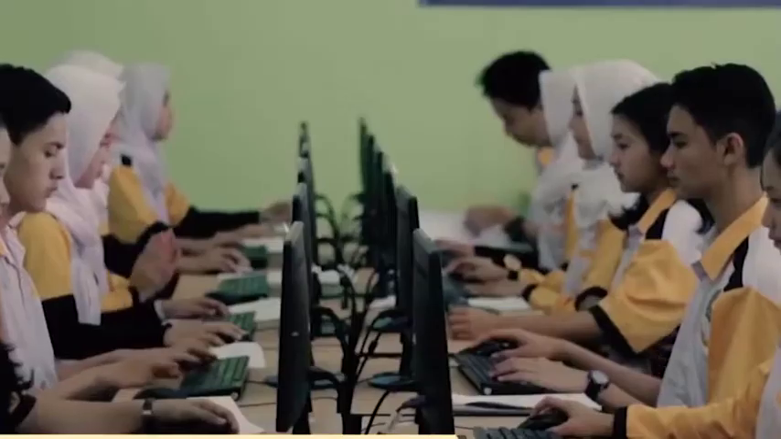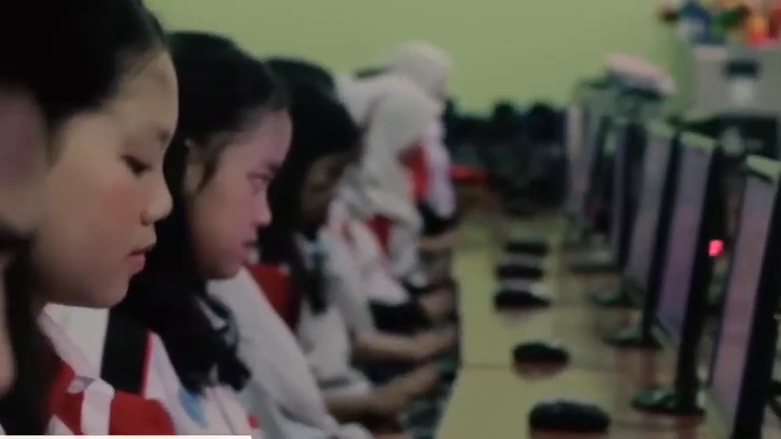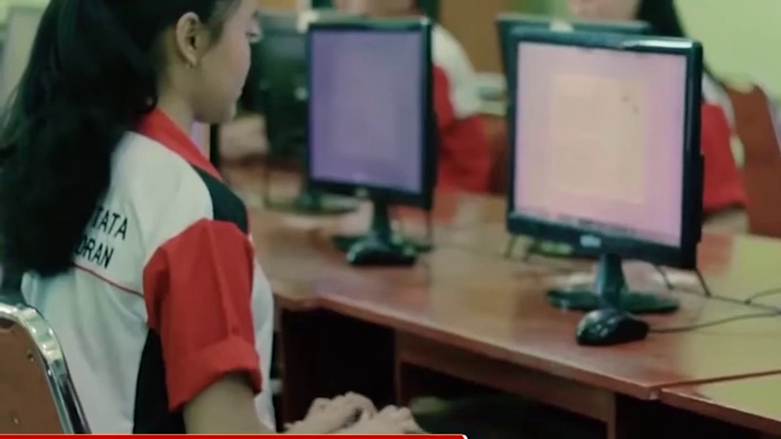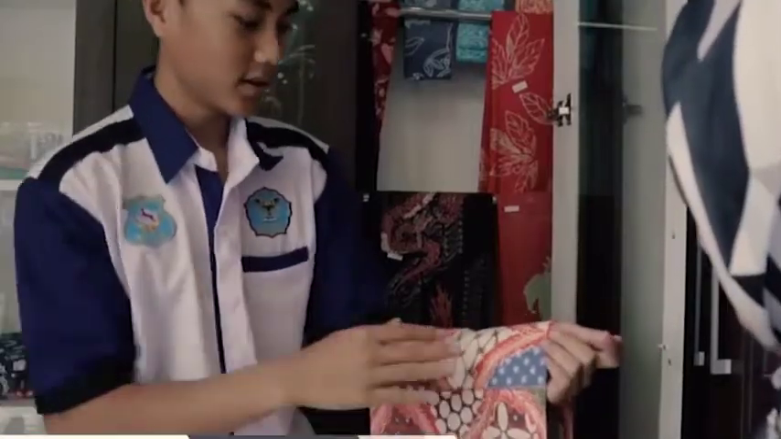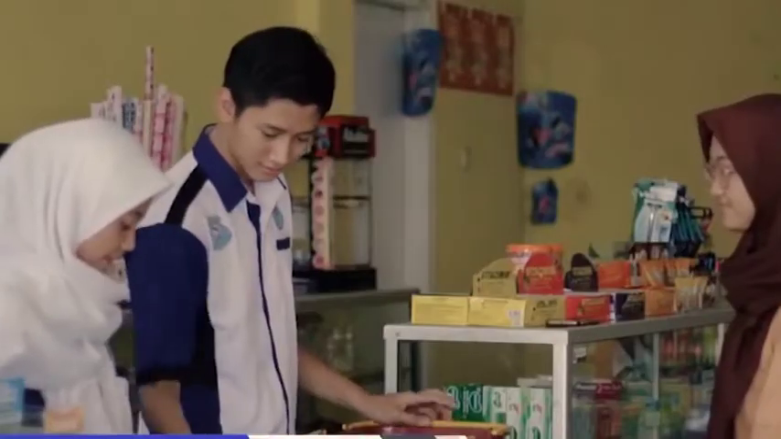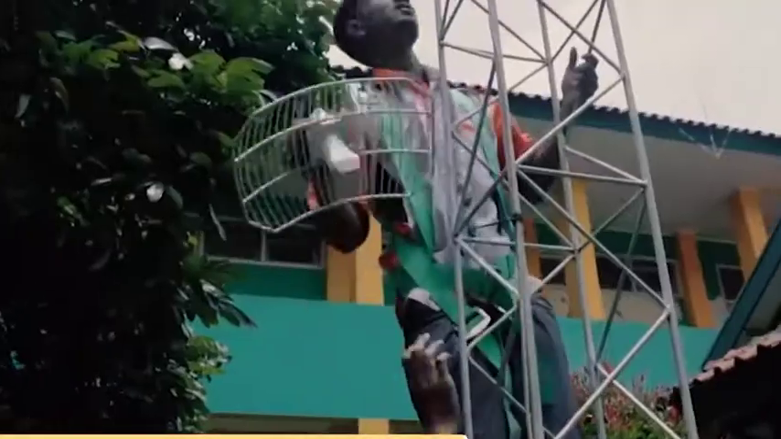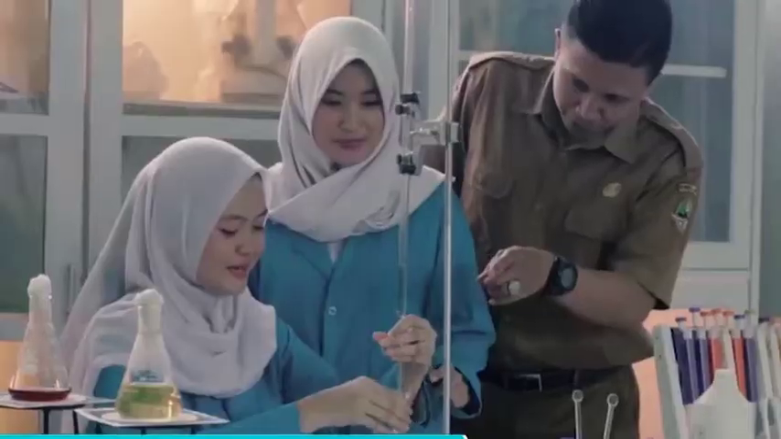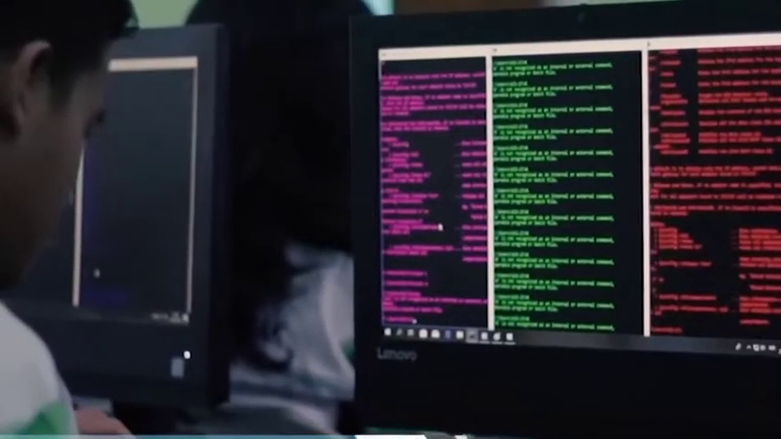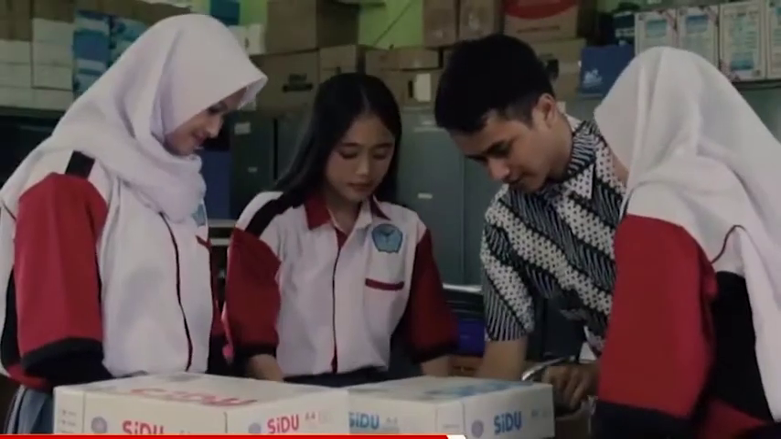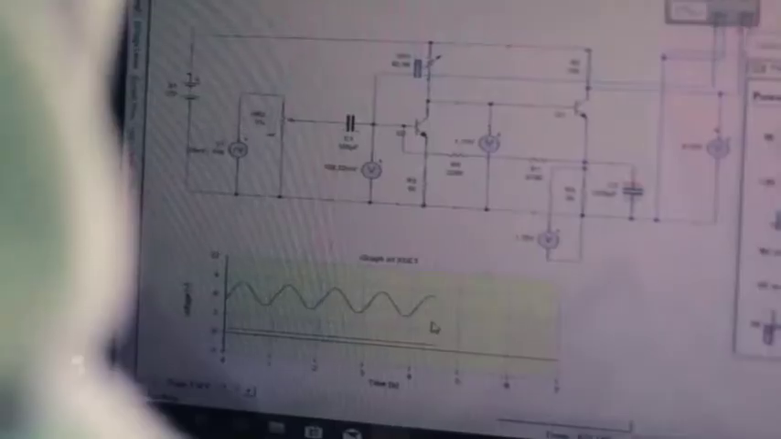Fourth, relevant to the needs. Fifth, the curriculum was developed by taking into account the relevance of education to the needs of life and the world of work. Sixth, comprehensive and continuous. The substance of the curriculum is planned and presented on an ongoing basis across all levels of education.